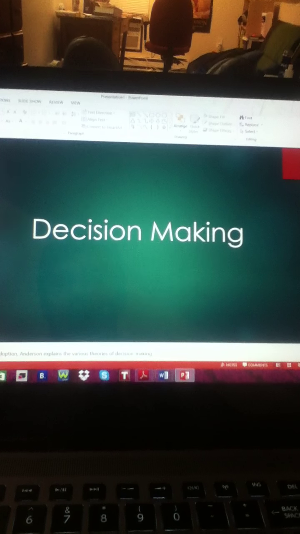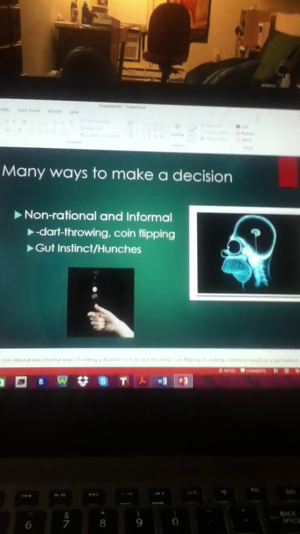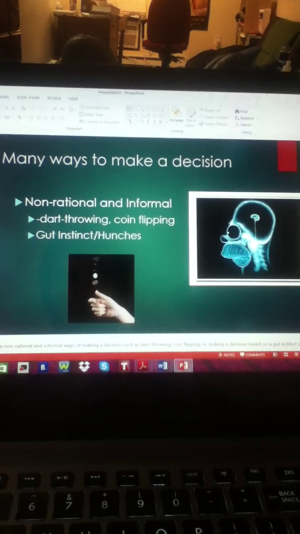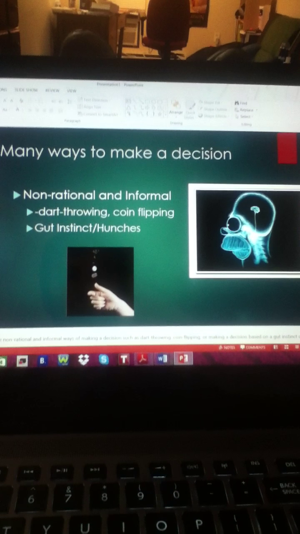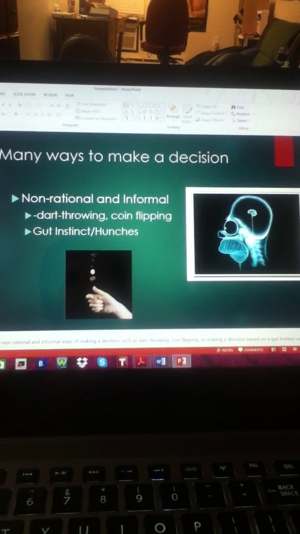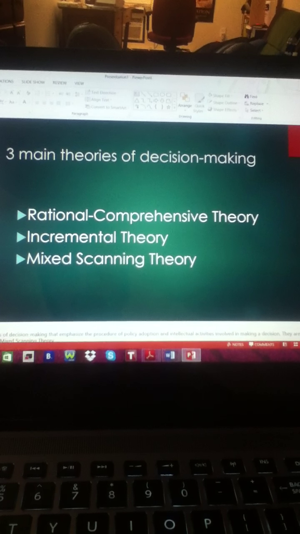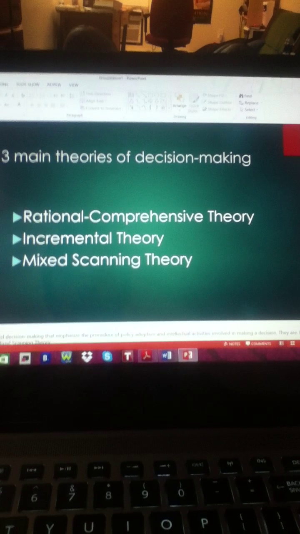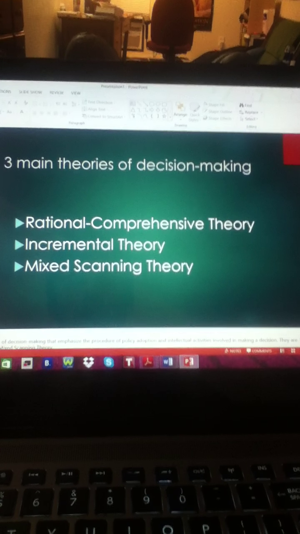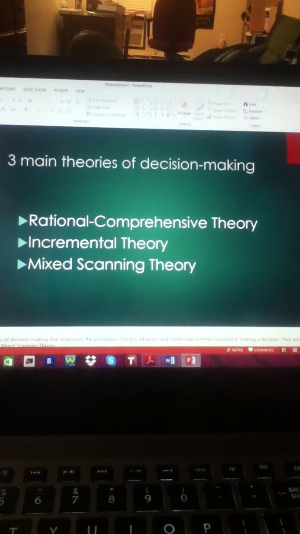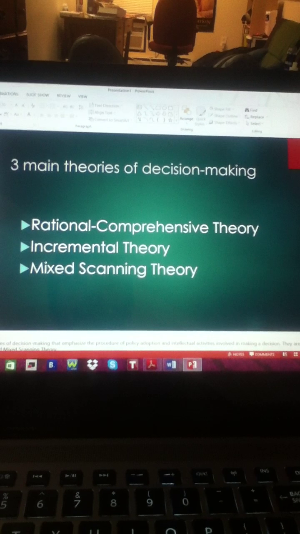In order to analyze policy adoption, Anderson explains the various theories of decision-making. First, he notes that there are non-rational and informal ways of making a decision, such as dart throwing, coin flipping, decisions made based on gut instinct and hunches. There are three main theories of decision-making that emphasize the procedure of policy-making and intellectual activities involved in making a decision. They are the rational comprehensive theory, the incremental theory, and the mixed scanning theory.